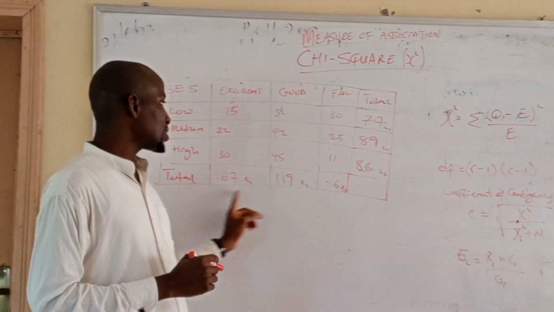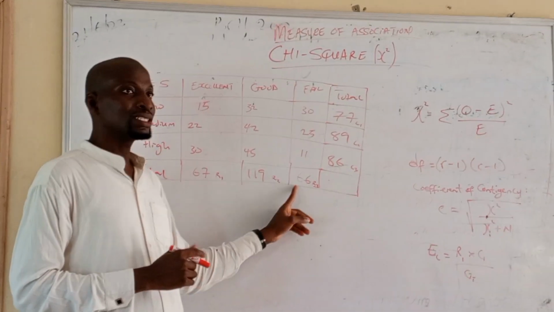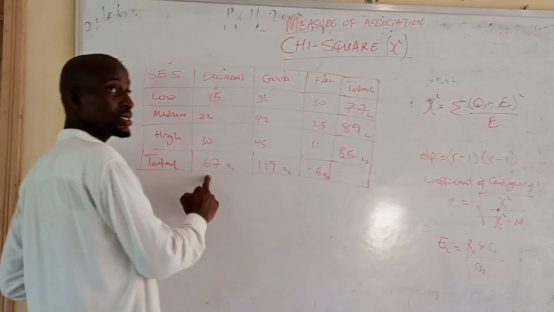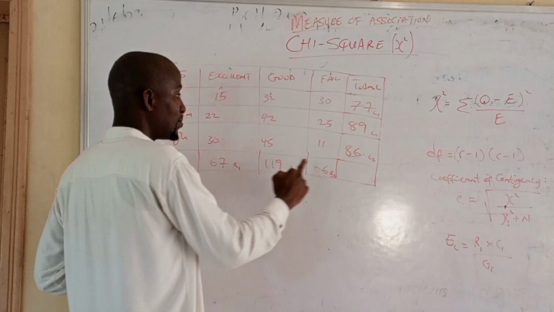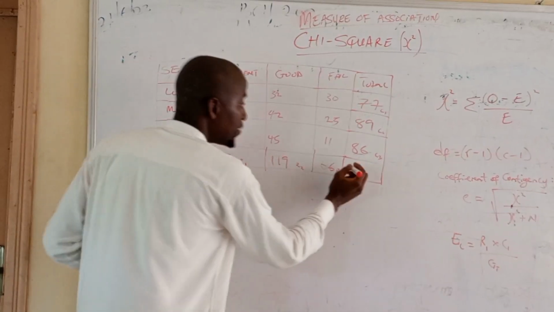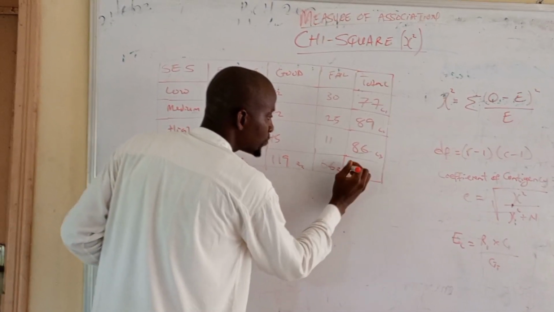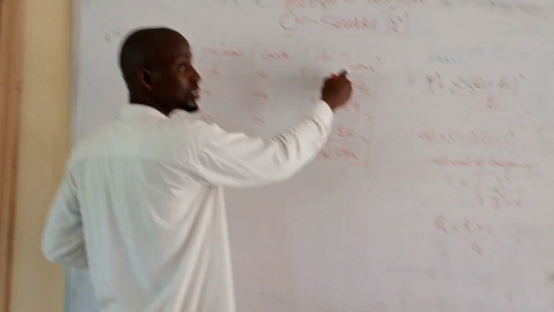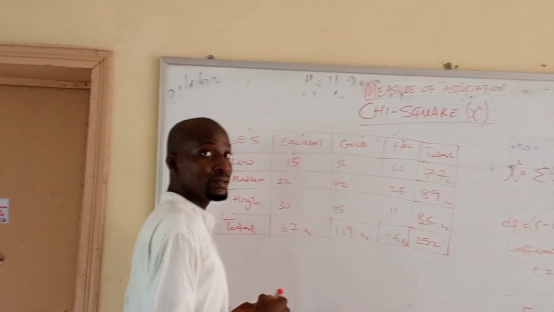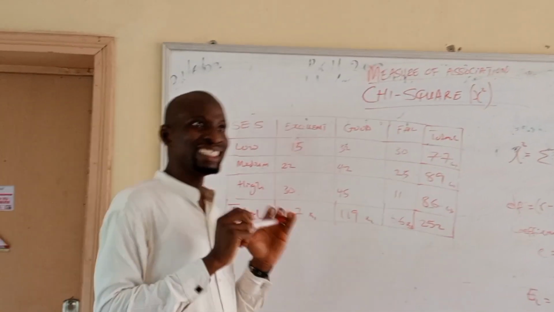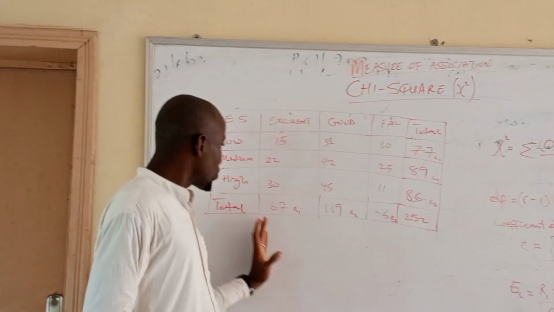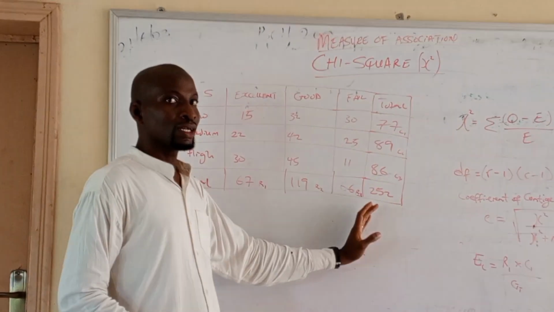Let us do that. 67 plus 119 plus 66, it will give you 252. So when you add 77 plus 89 plus 86, it will also give you 252. That's the initial check to confirm whether you are right when you are doing the row total and the column total.